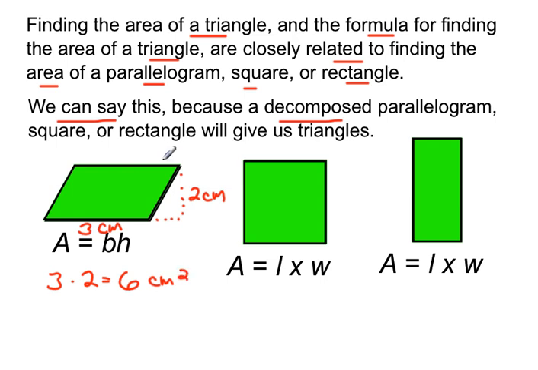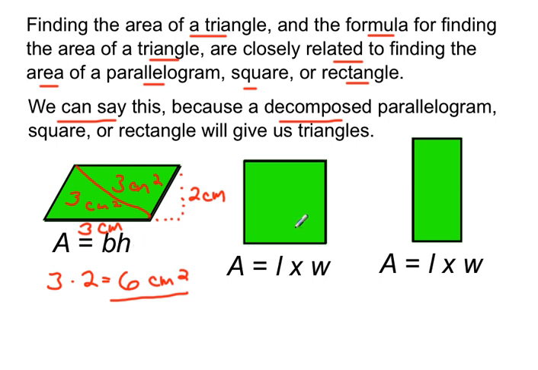But how does that relate to triangles? Well, it relates to triangles because if we were to divide that in half from vertex to vertex, either way, we would get 2 triangles. Each of these triangles then would be half of that total area, which means that this triangle would be worth 3 square centimeters, and this triangle would be worth 3 square centimeters as well. All right? So we know that one triangle formed from this parallelogram would be half the total area.